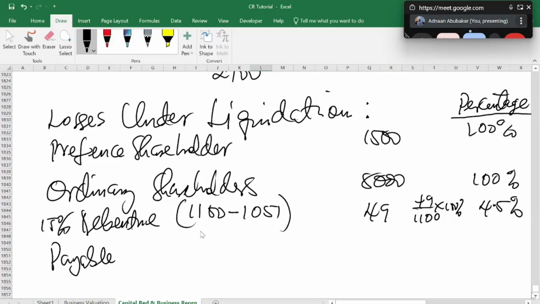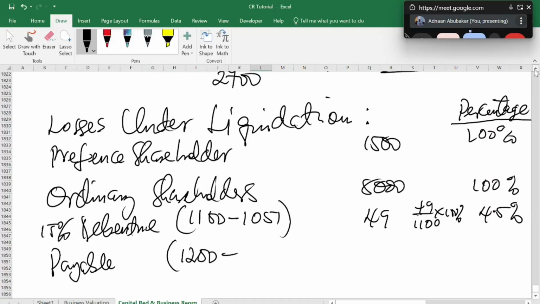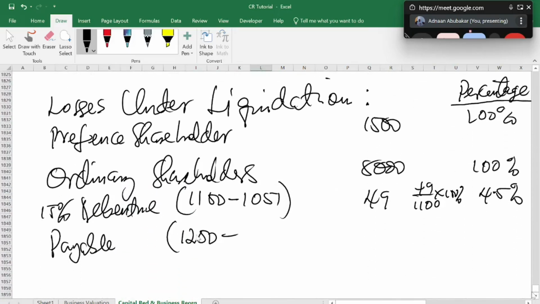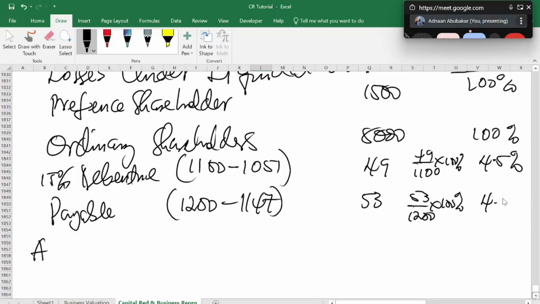The next one is the payable. We were supposed to pay 1,200, but we ended up paying 1,147. How much is left here? 53. If you want to know the percentage loss, you do the same thing. 53 over 1,200. What do you have? 4.42%.